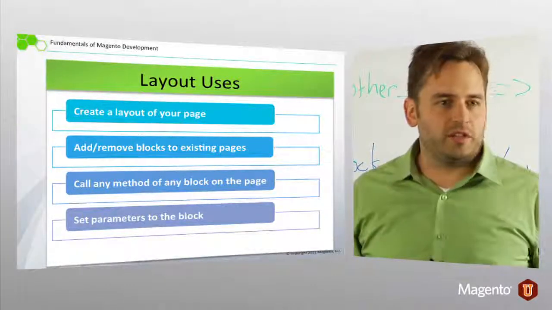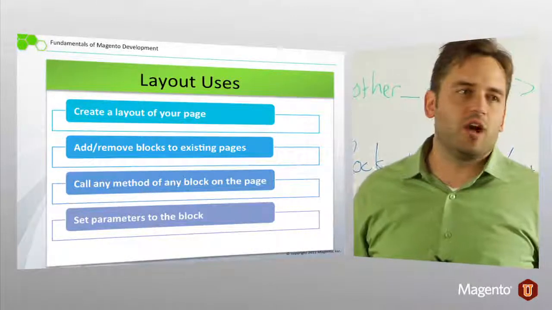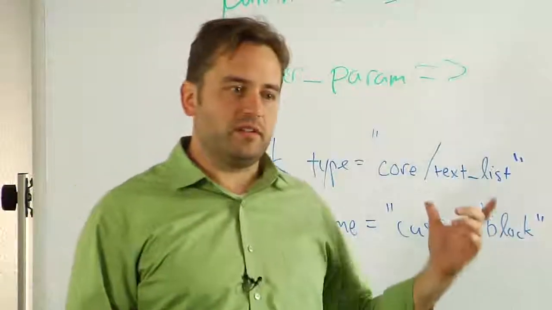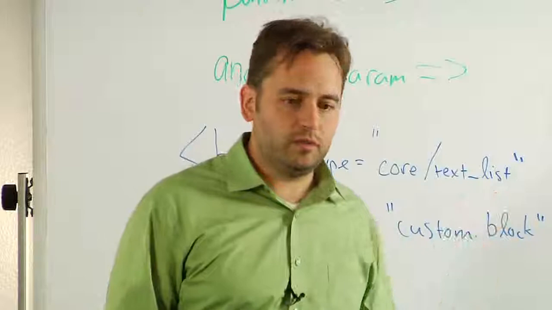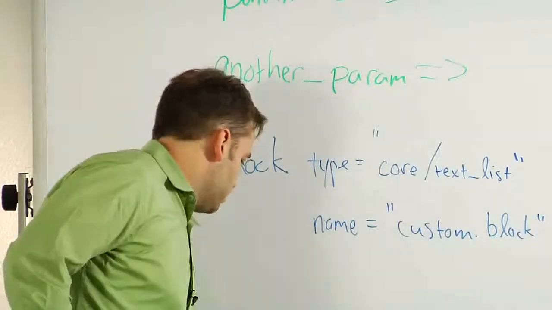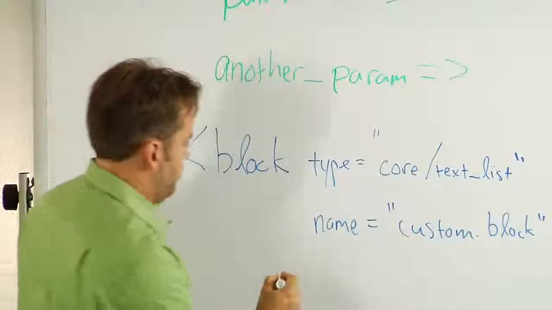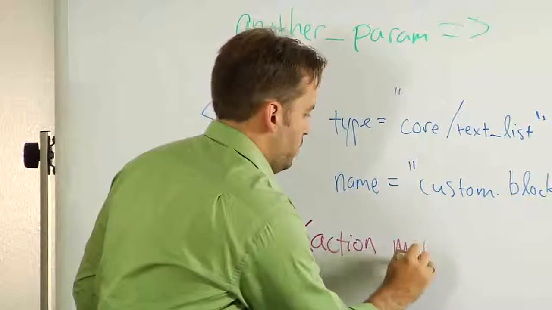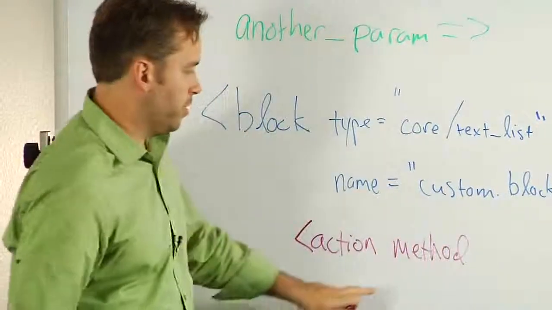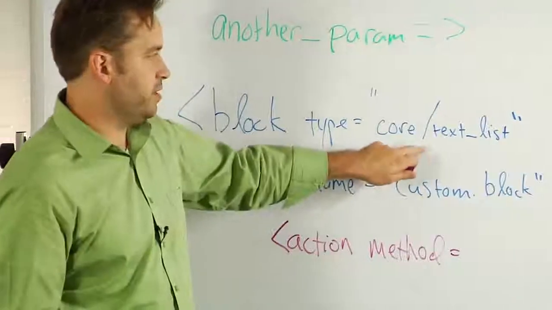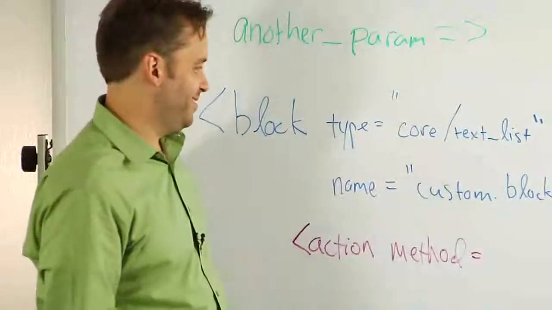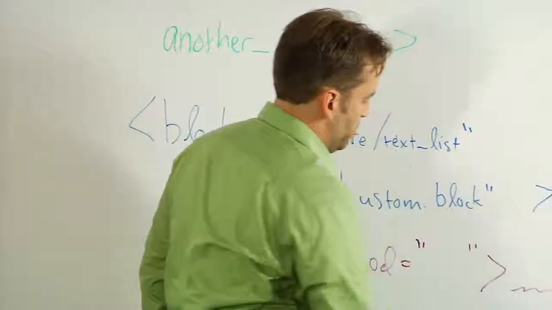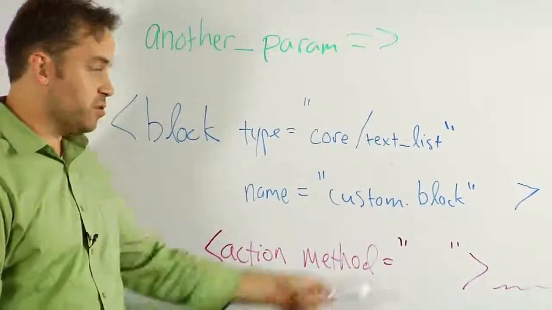We can also, and I talked about this just a second ago, call any method of any block on the page. So in here, we can call methods by using the action tag or action node. And that would look like this. Action method, literally referring to a method defined for this class. And we just call the method name, and then we could pass in some arguments. That's used everywhere in the layout.